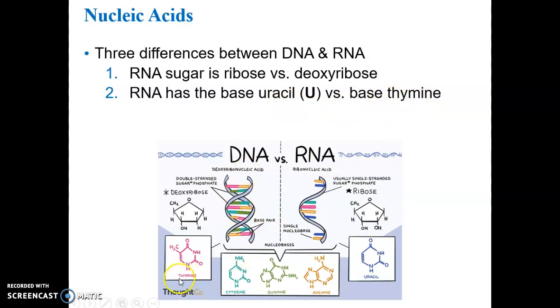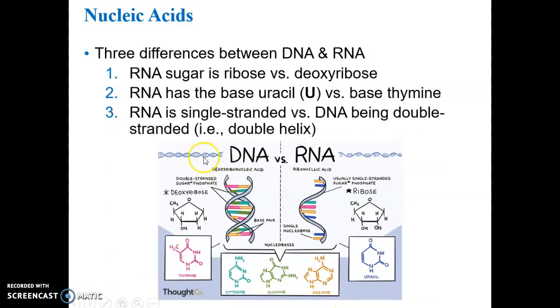So DNA, notice it has this thymine base. RNA has this uracil base. Both of them share or have the cytosine, guanine, and adenine bases. And then lastly, RNA is single-stranded versus DNA is normally double-stranded, forming a double helix. And that is it for this chapter.